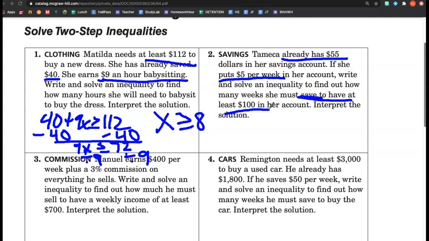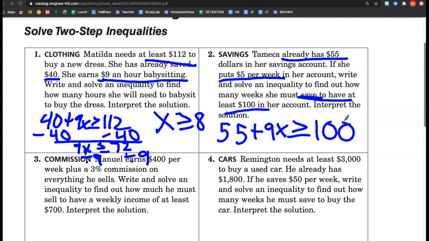Perfect. Okay. So the inequality you got was 55, because that's what she already has in her account, plus $5 per week. Oh, my bad. You can use the little eraser up there. So it should be 5x because she saves $5 per week.